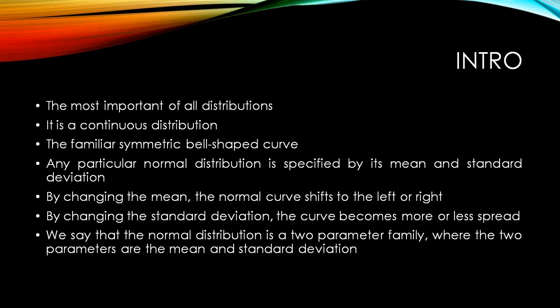Next, by changing the mean, the normal distribution shifts to the right or left. If you are shifting the mean, the normal distribution either shifts to the right or to the left. Similarly, by changing the standard deviation, the spread of the normal distribution increases or decreases. That is to say, it becomes very pointed or it starts becoming very flat. It becomes pointed when you decrease the standard deviation. It starts becoming flat if you increase the standard deviation. Next, we say that normal distribution is a two-parameter family where the two parameters are the mean and the standard deviation. This is something that we have discussed earlier. So normal distribution deals with only two parameters: one is the mean, the other is the standard deviation.